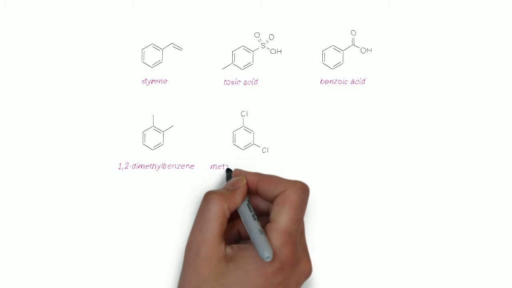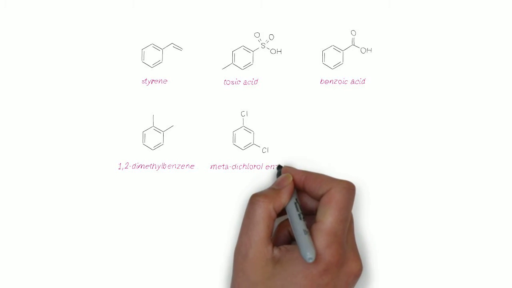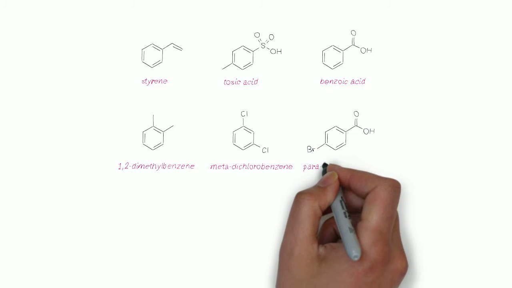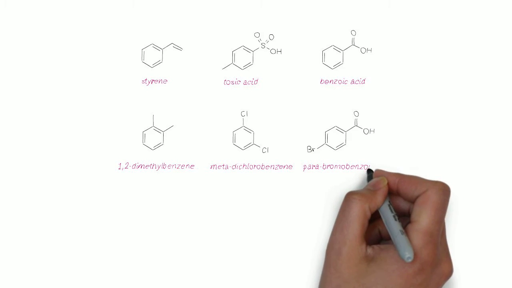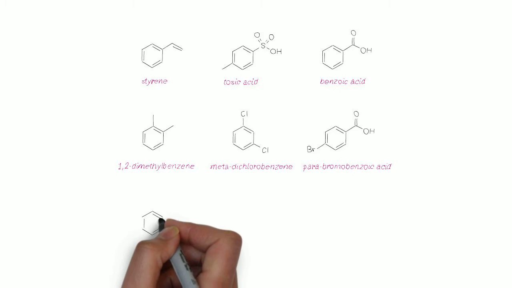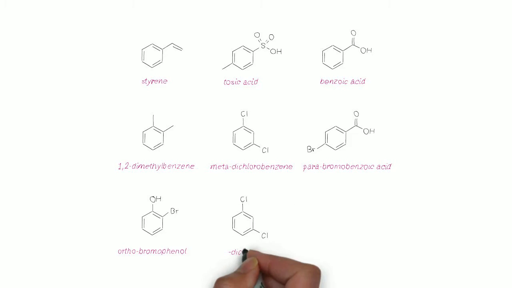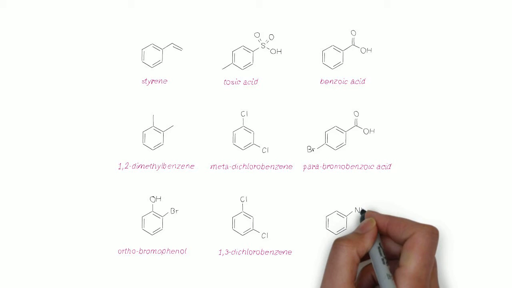1,2-dimethylbenzene could be described as ortho-dimethylbenzene, and meta-dichlorobenzene could be described as 1,3-dichlorobenzene. Good. So I use para-bromobenzoic acid in a name to show everybody that the bromine group is oriented para to the acid functionality. Tell me another name for ortho-bromophenol, Shaun. 2-bromophenol.